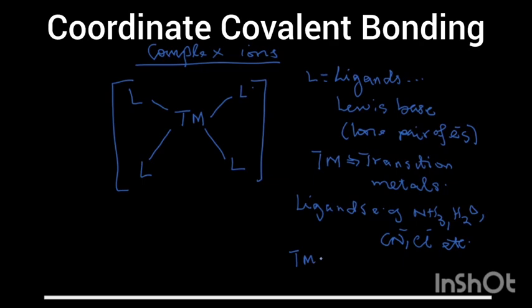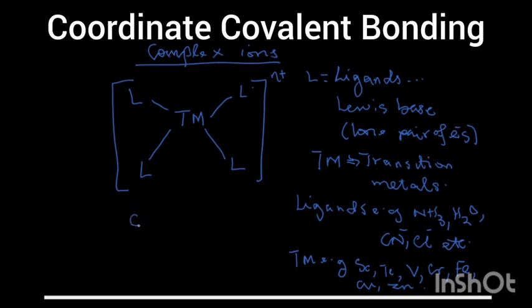Examples of transition metals are the first row, from 21 to 30: scandium, titanium, vanadium, chromium, iron, all those elements from 21 to 30, copper, zinc. Now, since you have identified them, whenever you see an element that is a transition metal and has ligands attached with a charge, that's a complex ion and is most likely going to form coordinate covalent bonding.